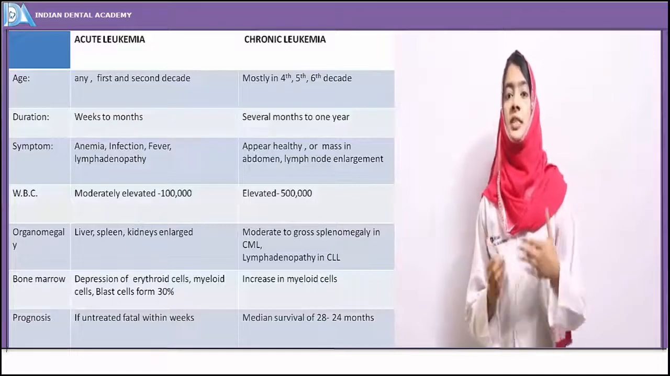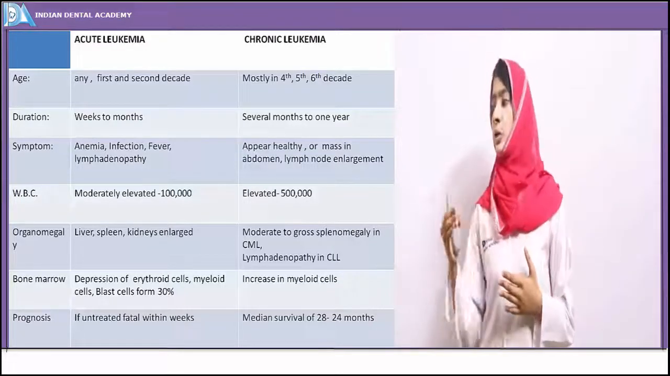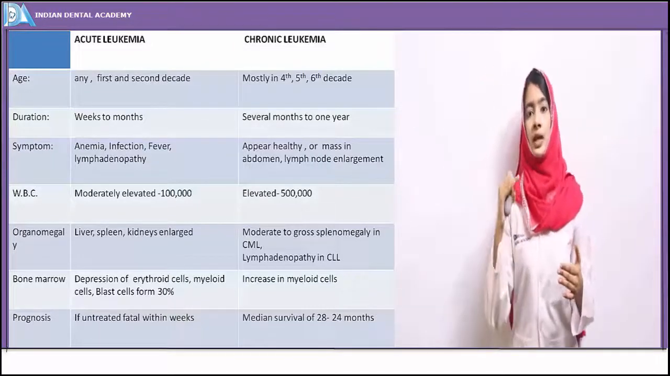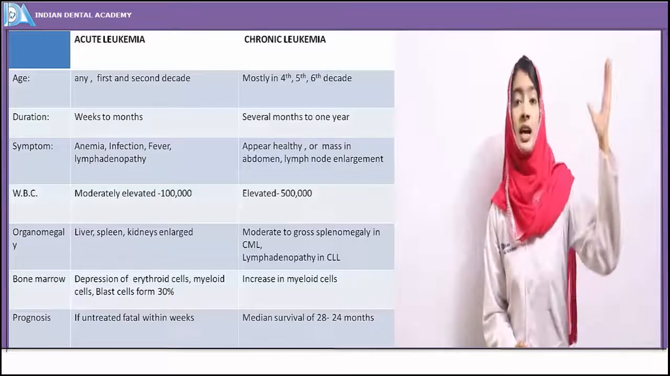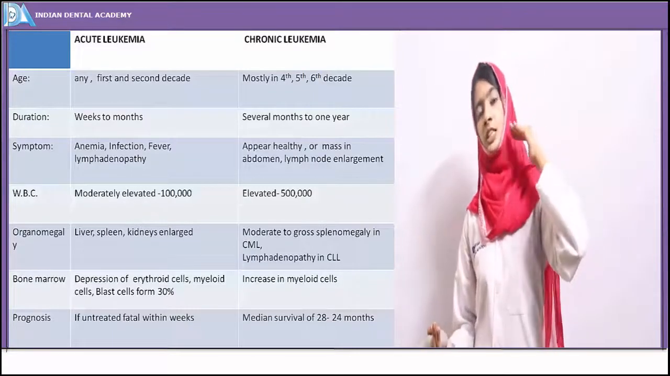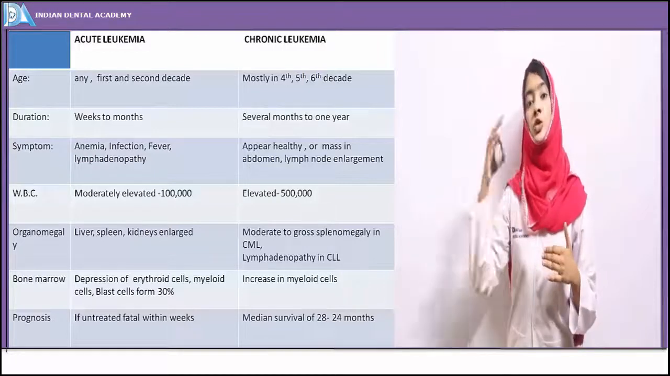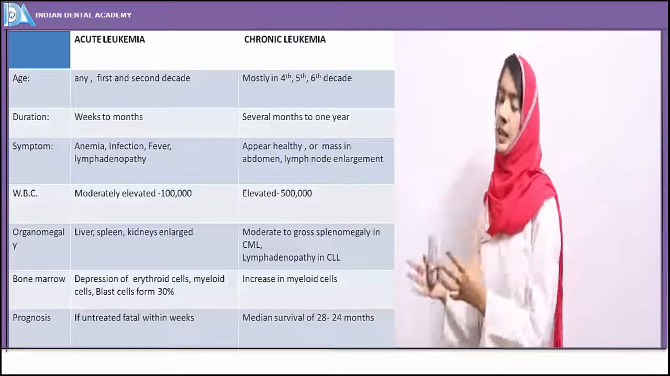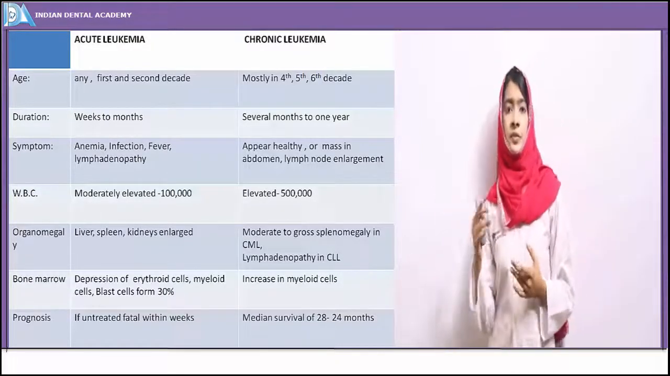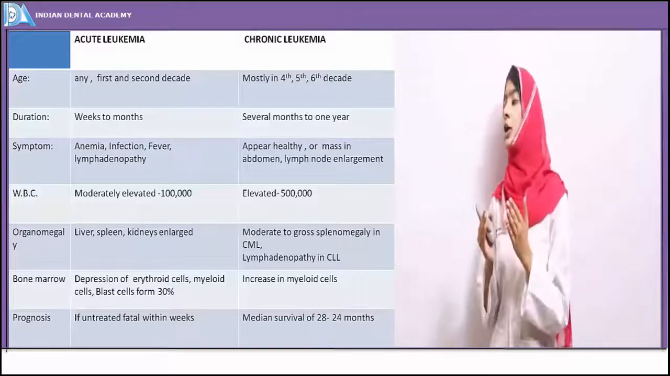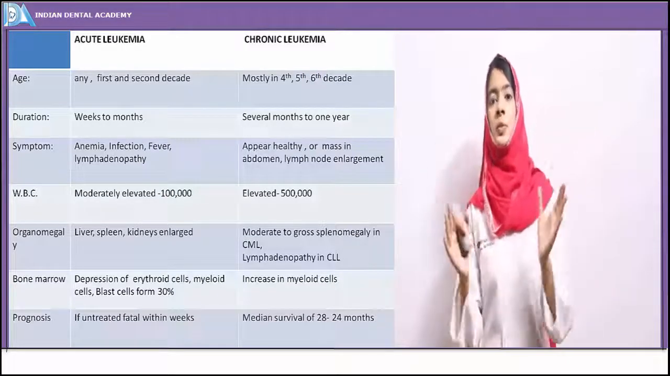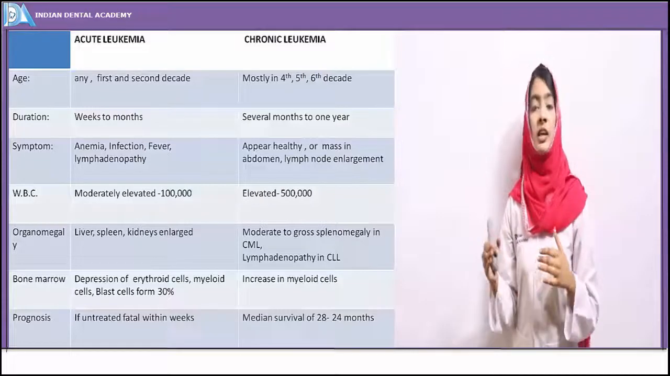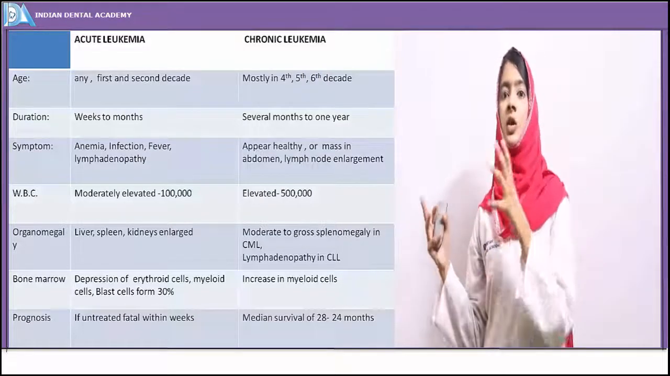So the WBC counts in acute leukemia are elevated in number, about just 1 lakh cells per mm³, whereas in chronic leukemia they are moderately elevated. In acute leukemia they are elevated to the levels of 1 lakh cells per mm³, whereas in chronic leukemia they are elevated to more than 5 lakh cells per mm³. And characteristically, the liver, spleen, and kidneys are enlarged. But in the chronic myeloid leukemia, it shows gross splenomegaly, which is just average when compared to the acute forms. And lymphadenopathy is more commonly seen in the chronic lymphocytic leukemia.